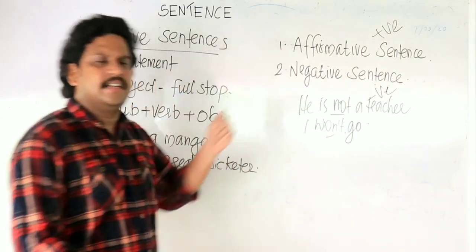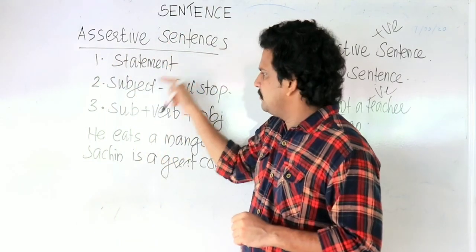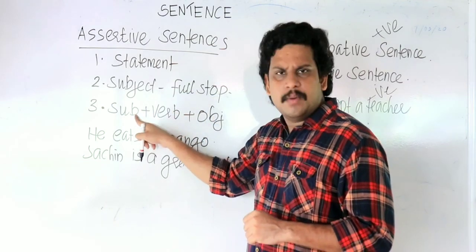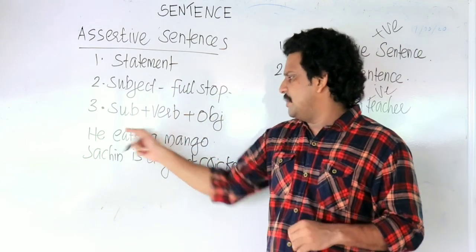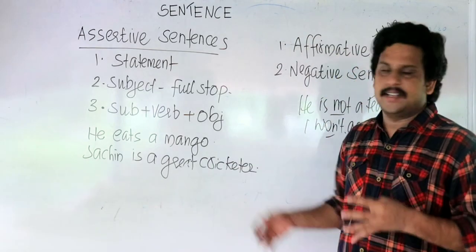Once again, assertive sentence. What is an assertive sentence? Assertive sentences are statements. They begin with the subject and end with a full stop. The form is subject plus verb plus object. Example: he eats a mango, Sachin is a great cricketer, etc.